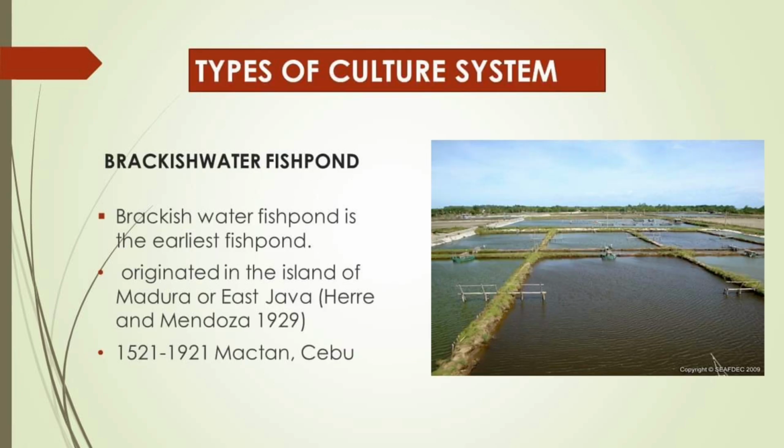Types of culture system. Brackish water fish pond. Brackish water fish pond is the earliest fish pond which originated in the island of Madura or East Java by Hir and Mendoza 1929. It was started in the Philippines way back 1521 to 1921 in Mactan, Cebu. As you can see in the image, this is an example of the brackish water fish pond in the Philippines.